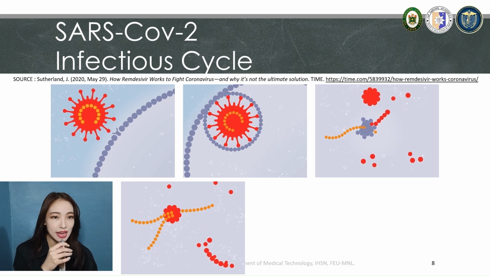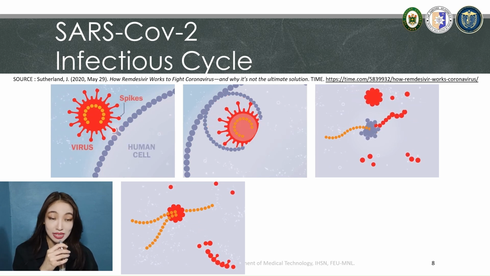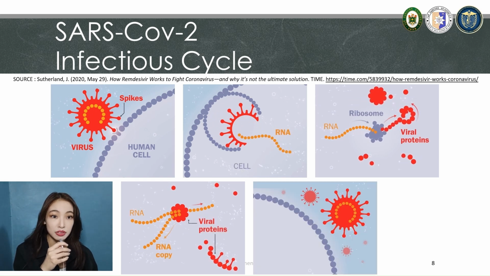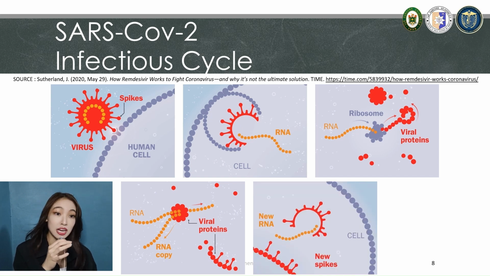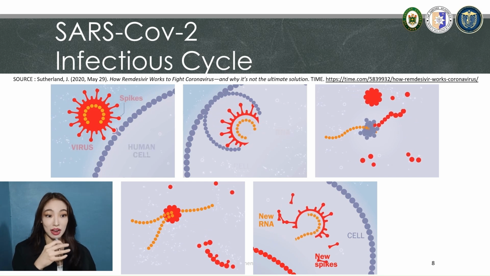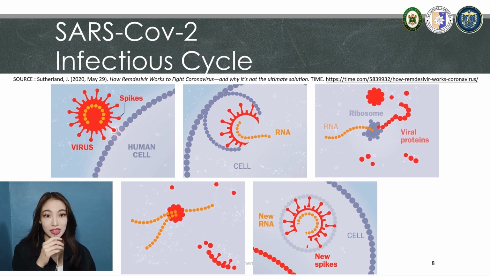Next is the assembly stage, wherein the virus would now make use of mechanisms of the host cell for these viral proteins to come together, forming a new and complete virus particle, as we can see right here in this GIF.